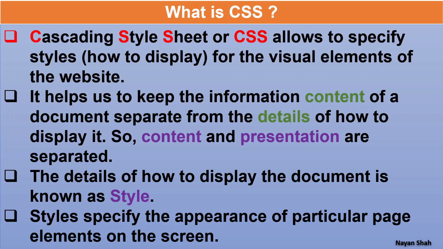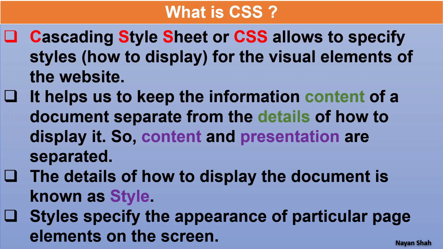What is CSS? Cascading Style Sheet, or CSS, allows us to specify styles for the visual elements of the website. Now this is a technical term. In simple language, CSS allows you to specify how you want to display web page content on a website. That can be decided by CSS. It helps us keep the information content of a document separate from the details of how to display it. So it separates the content and presentation.